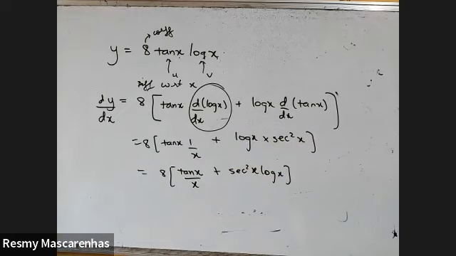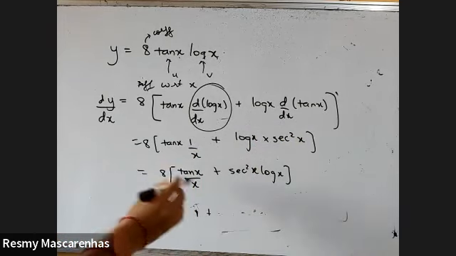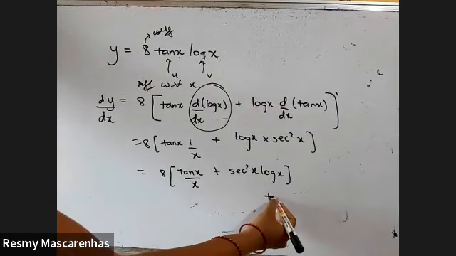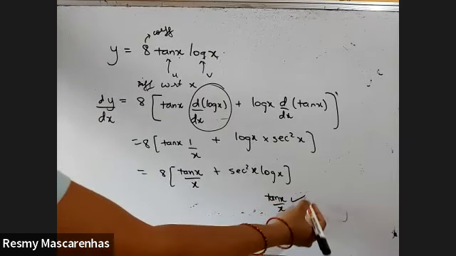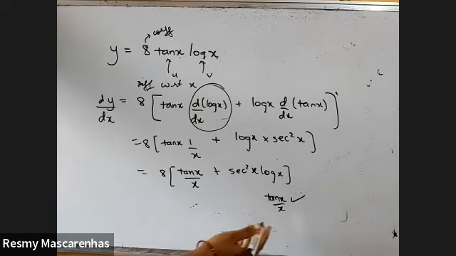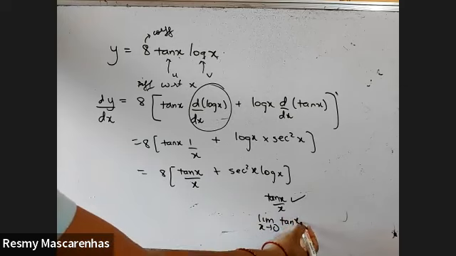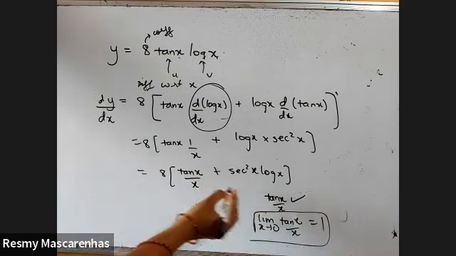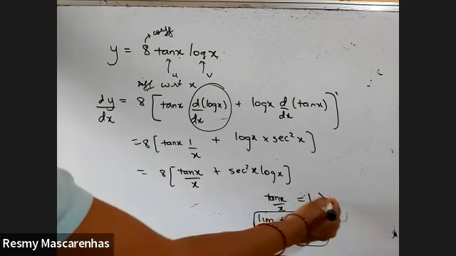Now one more thing I want to clear up for you all. Some students write tan x upon x as 1, because they have studied sin x upon x and tan x upon x is 1. But remember this, tan x upon x is 1 only if you are taking a limit. So if you write this equal to 1, it is wrong.